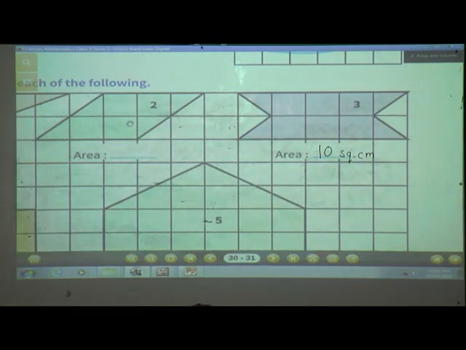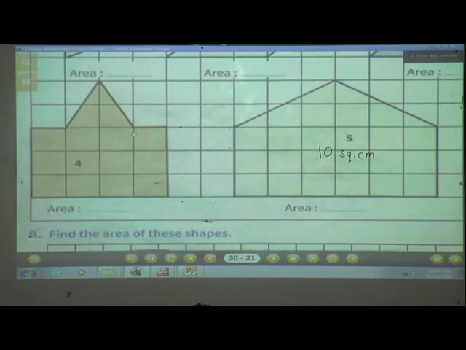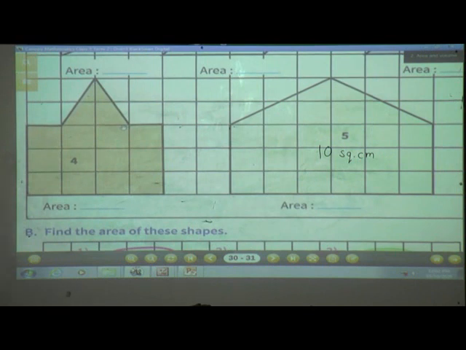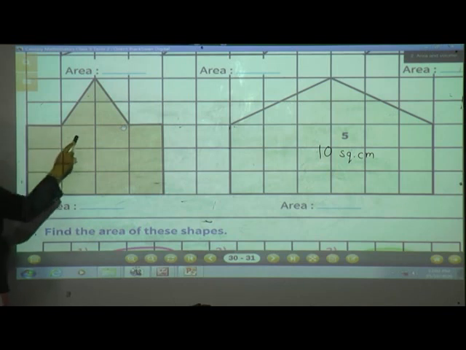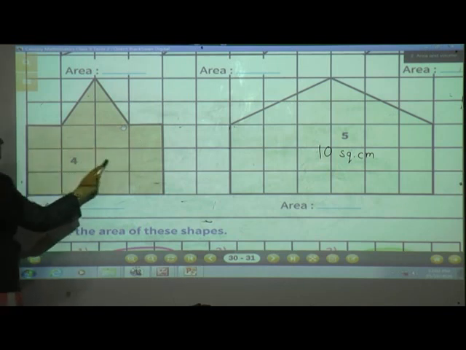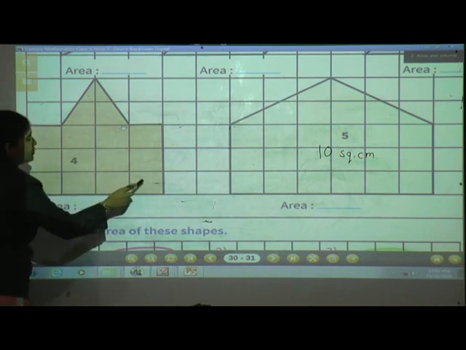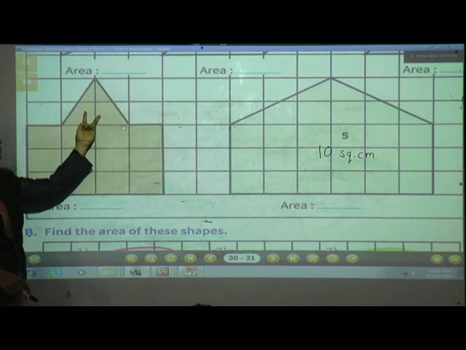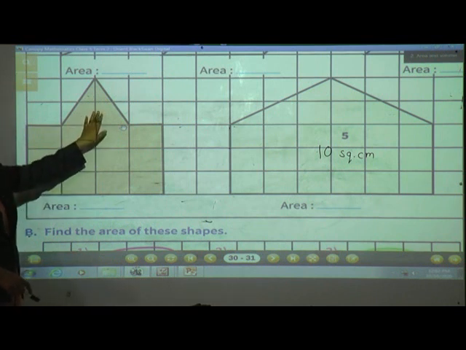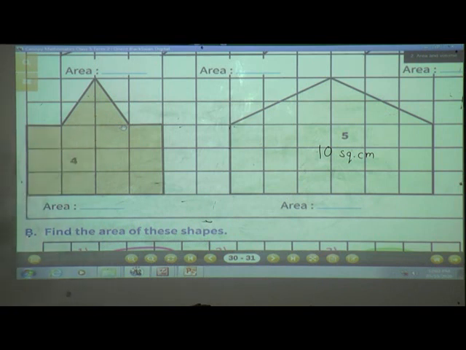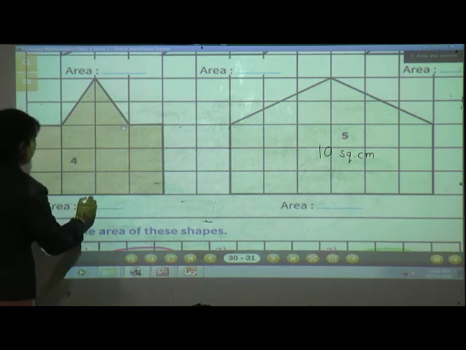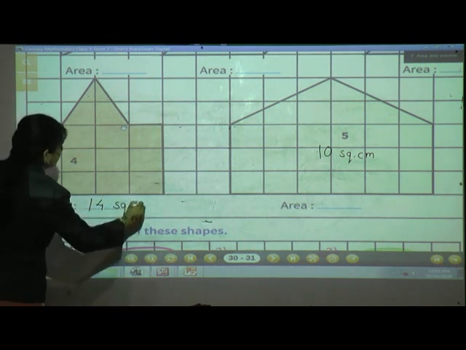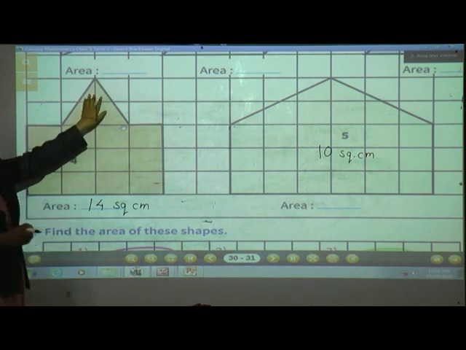Yes, students, we'll see fourth one. Here. Now count full squares. 1, 2, 3, 4, 5, 6, 7, 8, 9, 10, 11, 12. And here, these two squares are more than a half. That's why take it as a full. So the answer is this 12 plus 2 is equal to 14 square centimeter. Don't count these two because these are less than the half.